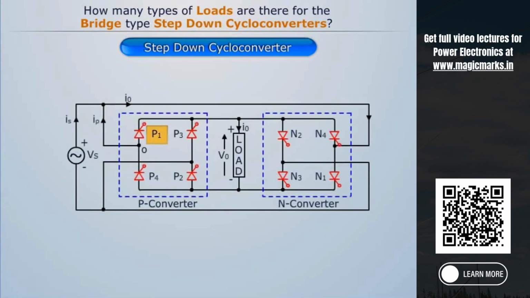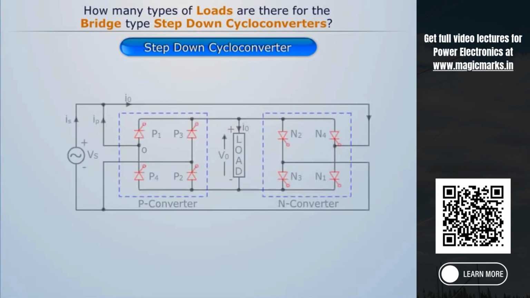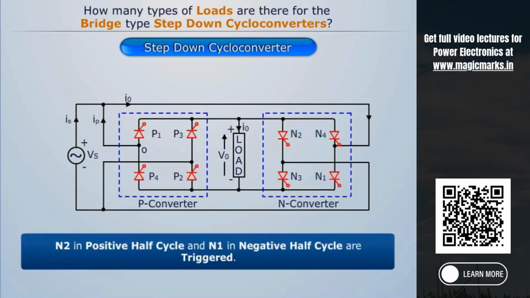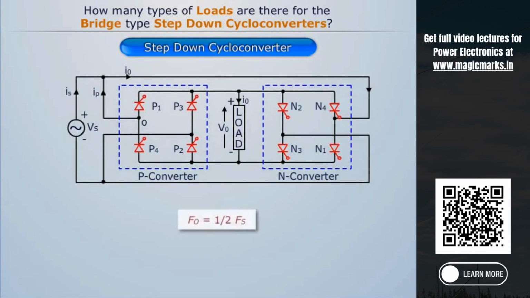Here, during the positive half cycle of the supply, thyristors P1 and N2 are forward biased, and the first triggering pulse is applied to P1 and it starts conducting. But when the supply goes negative, P1 turns off. In the negative half cycle of the supply, P2 and N1 are forward biased, and P2 is triggered, which starts conducting. In the next cycle of the supply, N2 in the positive half cycle and N1 in the negative half cycle are triggered. Thus, we can observe that here the output frequency is half times the supply frequency.